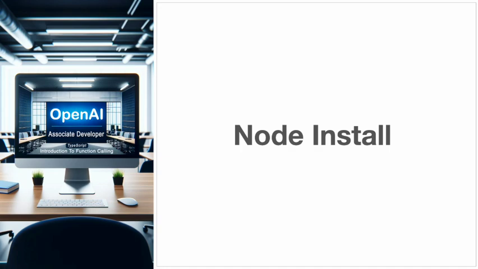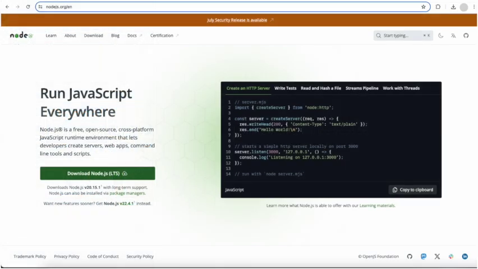Okay, to install Node, follow these steps. 1. Open your browser and navigate to the official Node website at https://node.js.org. 2. Download Node. On the homepage, you'll see two versions available, the LTS, long-term support version, and the current version. For most users, the LTS version is recommended. Click the download button to get the installer for your operating system, Windows, macOS, or Linux.